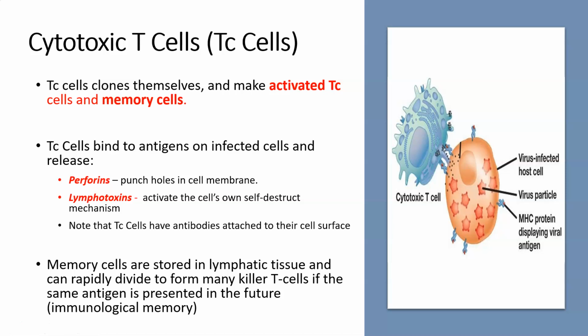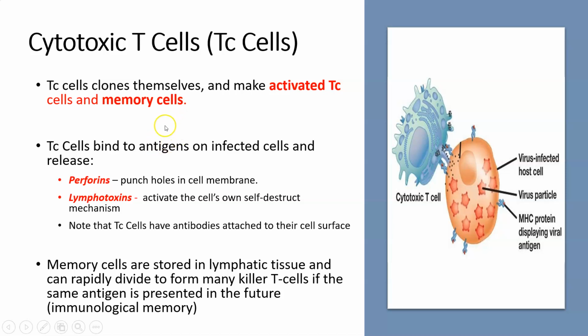Cytotoxic T cells are activated, and so we get two things happening here. We get activated cytotoxic T cells or TC cells, and we also stimulate the production of memory cells. Just like what happened with B cells, they make plasma cells which make antibodies, and at the same time as making plasma cells, they will make memory cells that remember the shape of the pathogenic antigen.